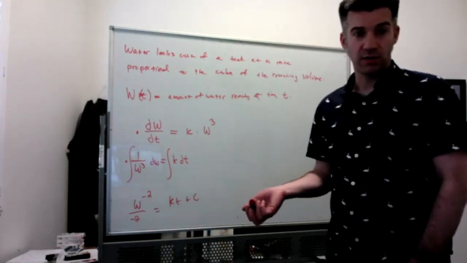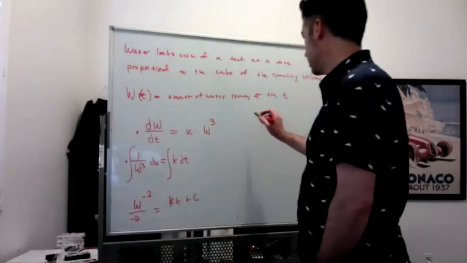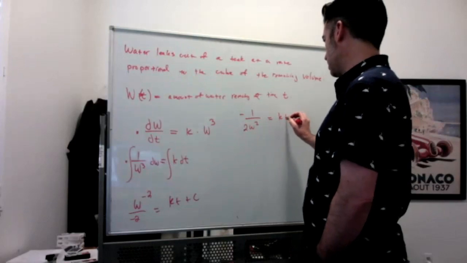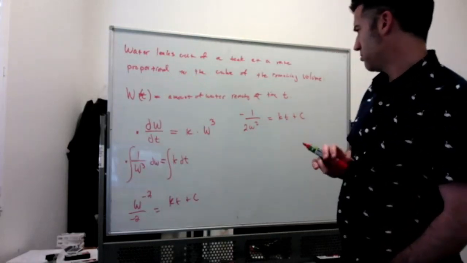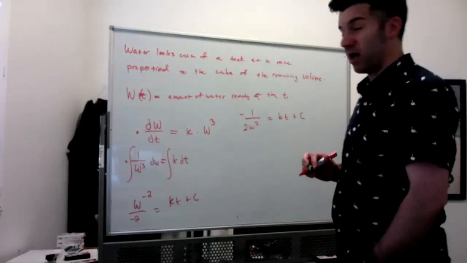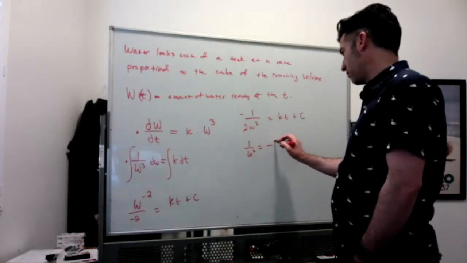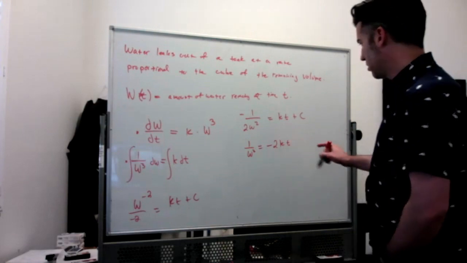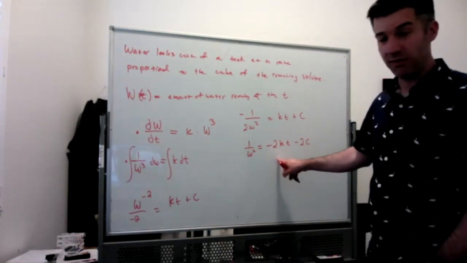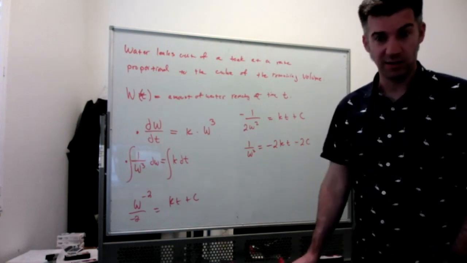And now let's do a little bit of manipulating here. I'm going to rewrite this as -1 over 2W squared equals Kt plus C. Let's multiply both sides by -2. So 1 over W squared equals negative 2Kt minus 2C. And here's where you might just say that's a new constant. That would probably be fine. This is where things always get a little bit dicey.